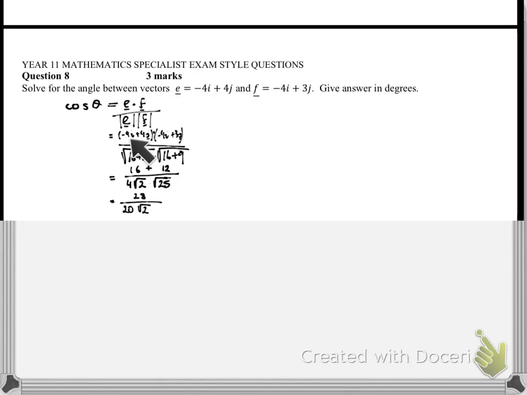When you do the dot product, it'll be a -4 times -4 gives you a positive 16 plus 4 times 3 gives you 12. There it is. So when you carry out that and simplify it nicely, you're going to get this. You're going to get a 7 over 5 root 2, which is 7 root 2 divide 10. Now, to get the angle, we have to do the inverse cos of this number. So inverse cos will give you 8.13 degrees. Nice.